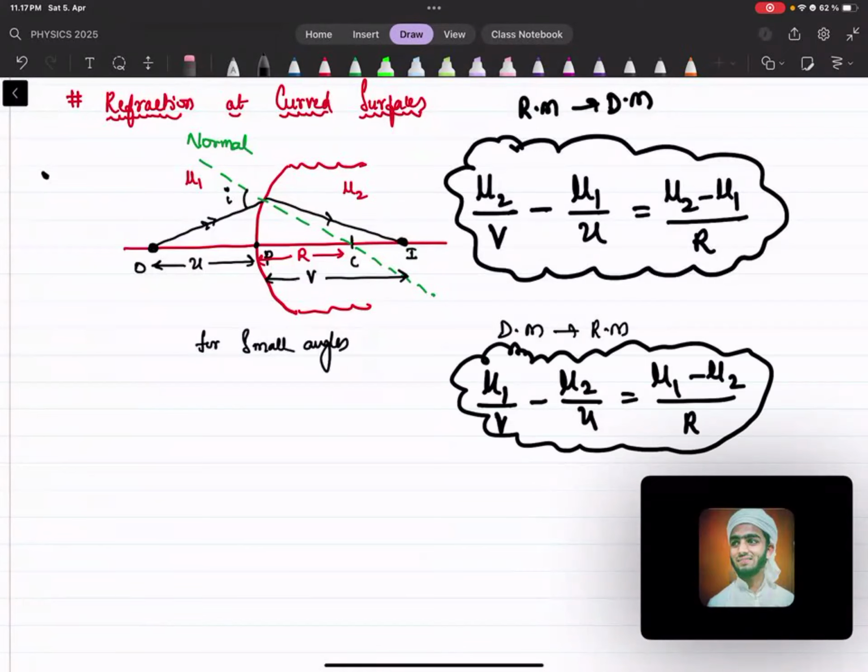Then, if you're going from your denser medium to rarer medium, just change the subscripts. That will give me the answer for it. Clear, beta?